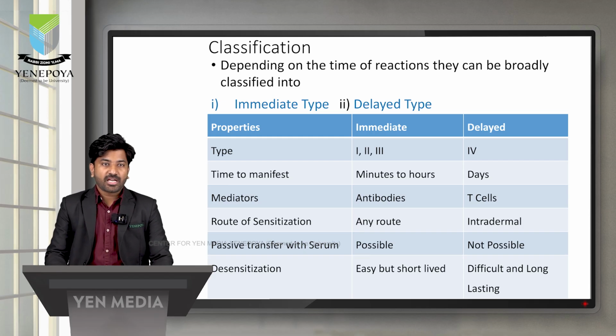The major difference is that the time to manifest these happens from minutes to hours in immediate, whereas in delayed it takes about days. Type 1, 2 and 3 come under the immediate type hypersensitivity reactions, whereas type 4 comes under the delayed type hypersensitivity reaction. The major mediators for type 1, 2 and 3 are antibodies, whereas that of delayed is the T lymphocytes. The route of sensitization could be any route for the immediate type, whereas for the delayed type it will be the intradermal.